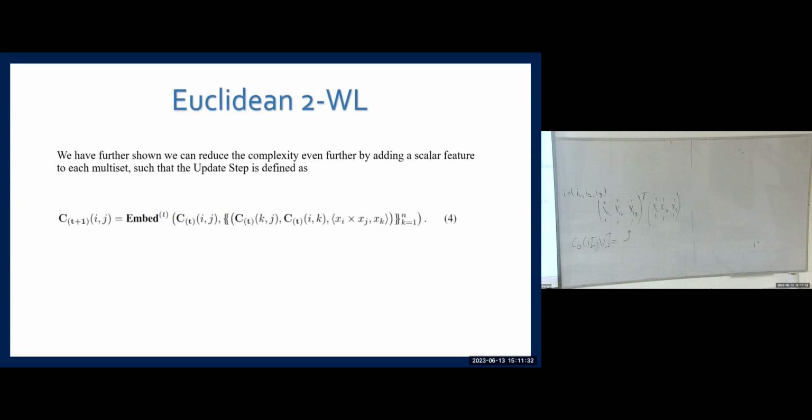Okay, so we thought about the result we got for the 3WL, and we said, how can we even further optimize it? And it turns out that if you use 2WL, you can also achieve complete separation by only embedding one more scalar of information. And this scalar is essentially the determinant of xi, xj, xk, if you think about it. And this still achieves complete separation. It's a 2WL.